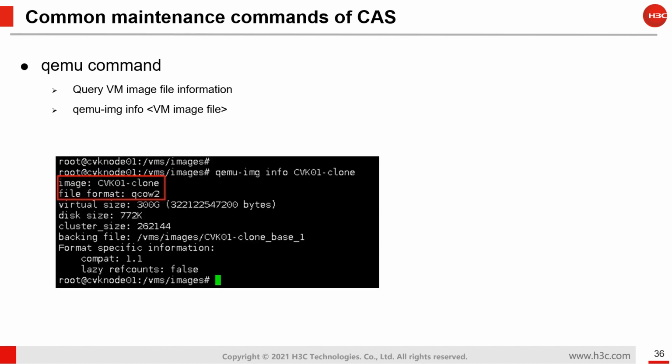For example, if you want to query VM image file information, you can run qemu-img info and the VM image file. In this example, we want to check the CVK01 clone image file. So we run qemu-img info CVK01 clone, and it will output the image CVK01 clone, the file format QCOW2, and its virtual size, disk size, cluster size, and format specific information. This is all the information about the image file.